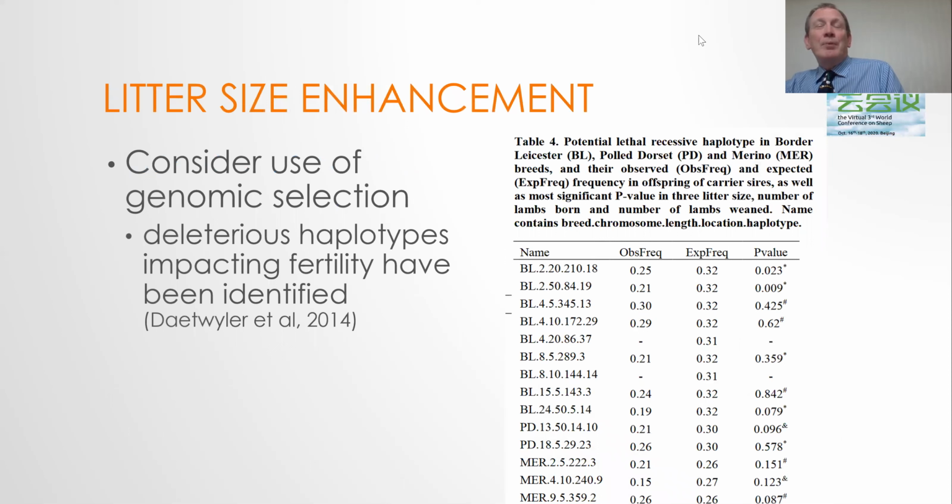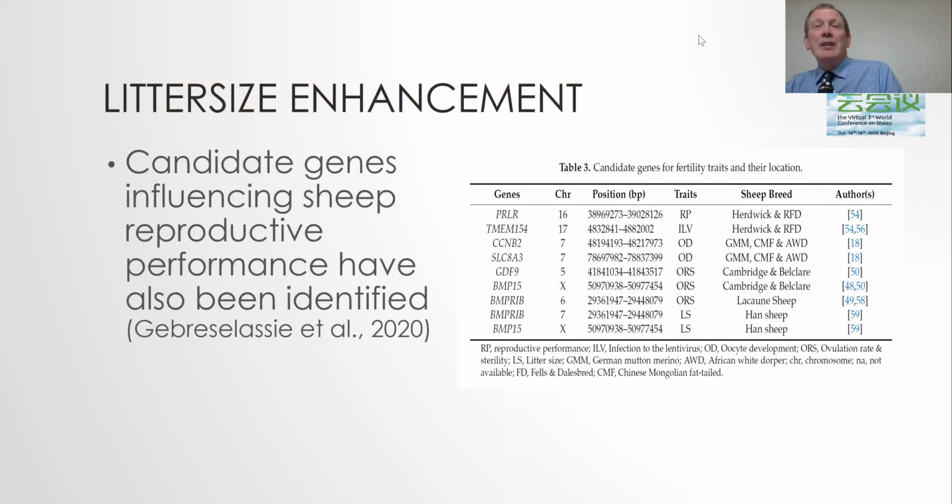And I'd like to wrap up with a couple of thoughts related to genetic selection to try to alter litter size to improve our reproduction. We know that the field of genomics has been around for a while, and it's made its way into the sheep world. It's not just in cattle and some of our other livestock species. There have been a number of deleterious haplotypes impacting fertility, which have been identified. And so as we continue to study this more, we may have some genetic markers that we will want to try to select, be sure that we're not having those in our breeding population.